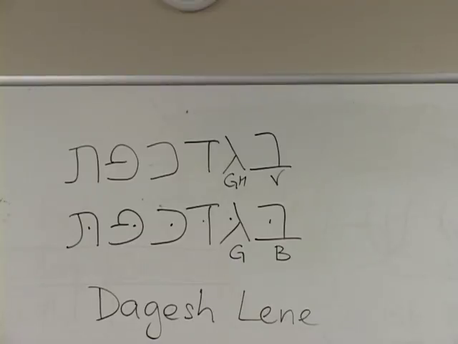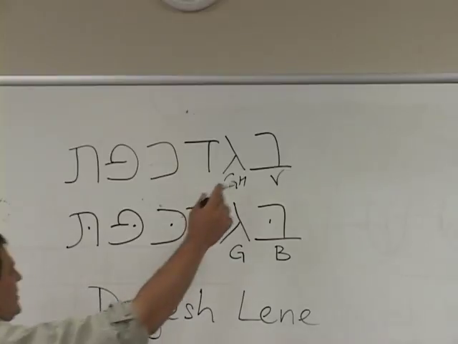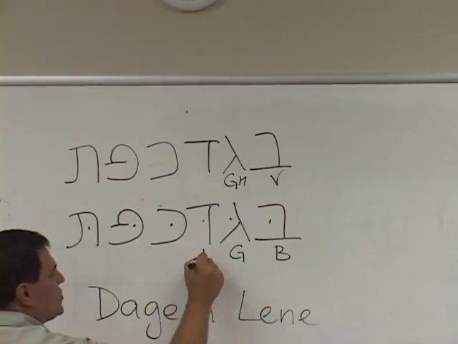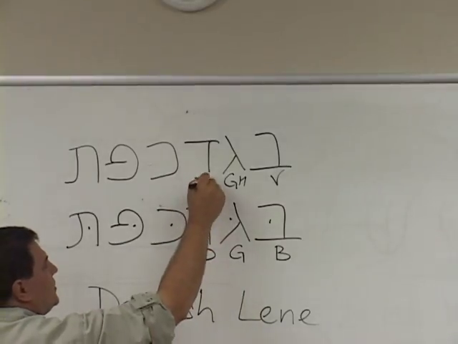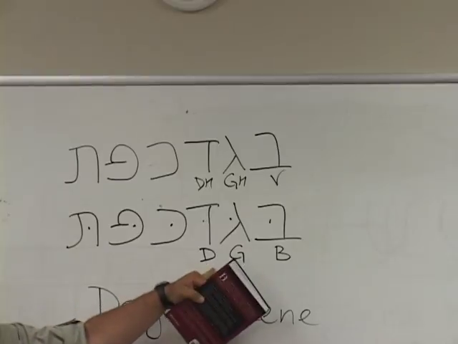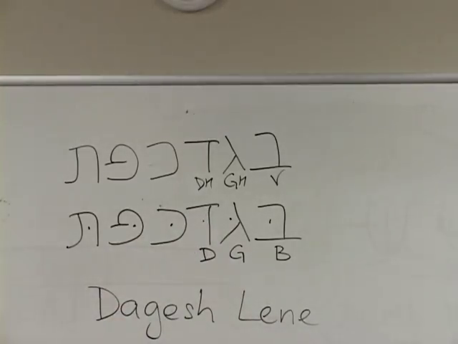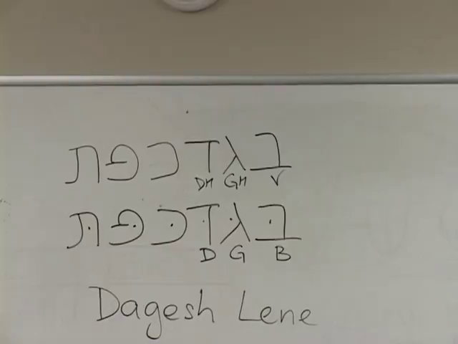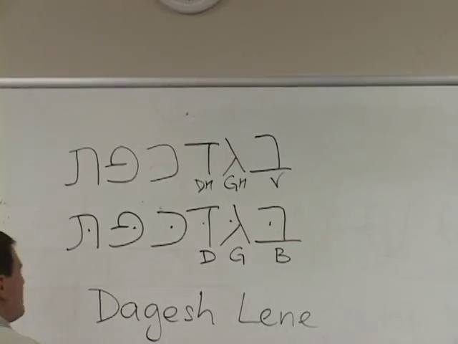If you do not see the dagesh lene in the letter, then the letter is pronounced with a soft pronunciation. For bet, it's v. For gimel, it's g. For dalet, this one would be a softer d, kind of like in this would be a day off. Give me an example of a softer pronounced d. What word? Whatever. It's almost going to be a TH.